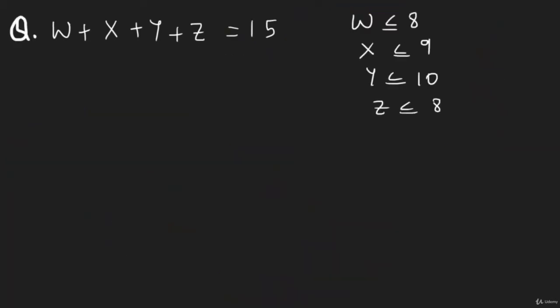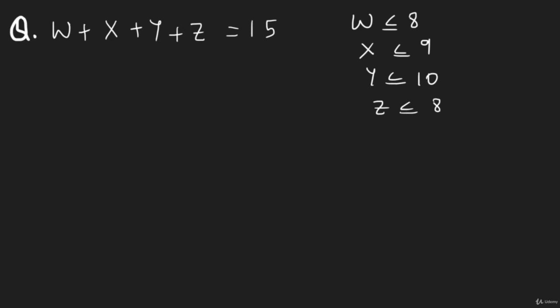In this video, let's do this question. W plus X plus Y plus Z is equal to 15 and W has to be less than or equal to 8, X has to be less than or equal to 9, Y has to be less than or equal to 10 and Z has to be less than or equal to 8. Pause the video, give it a try and then let's do it together. Alright, we are back. I hope you have given it a try.